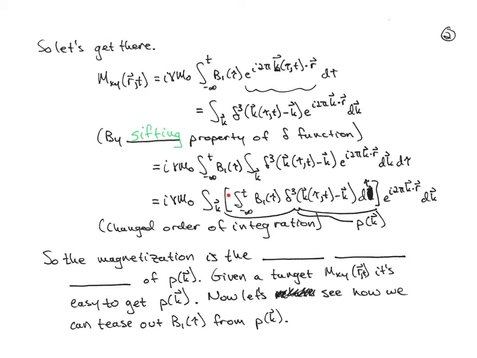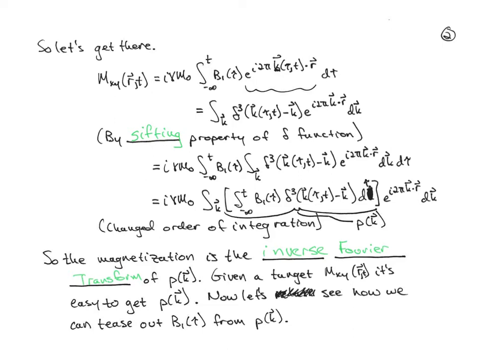And now we can call this overall term, where we have the integral of the RF pulse over time times the delta function, a function p of k. It integrates out the time dimension, and we're left with just a dependence on k. So the magnetization then is the inverse Fourier transform of this p of k function. This is where we really concretely establish the Fourier transform relationship between the RF pulse and the excited magnetization.